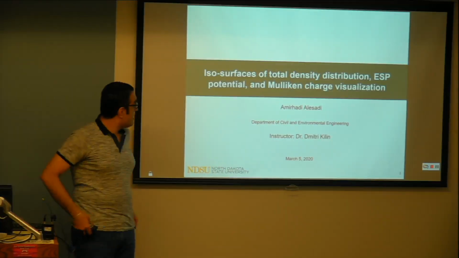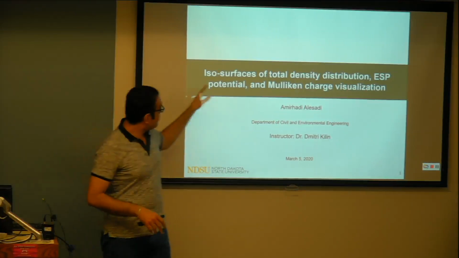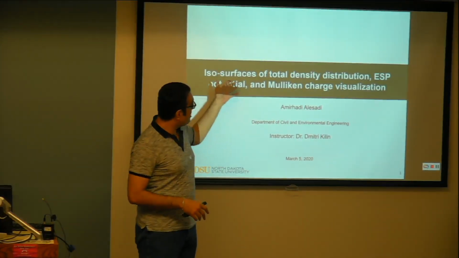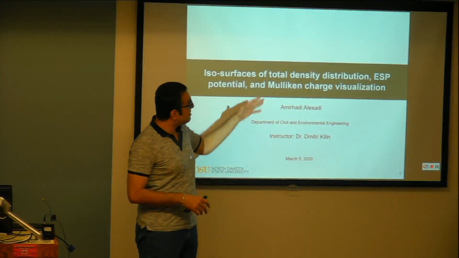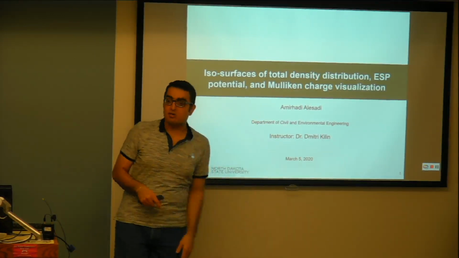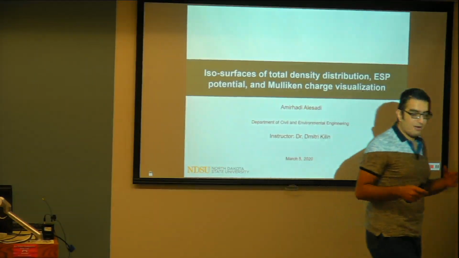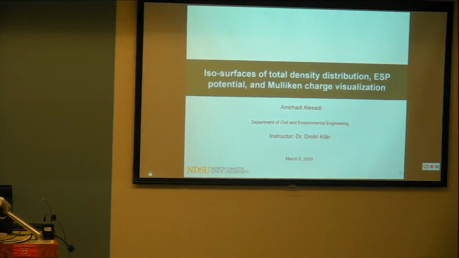Hello everybody. Today, in 5 minutes, I will try to give a brief review of what an isosurface is, then the isosurface of the density distribution, ESP potential, and Mulliken charge visualization. I just briefly want to show how it works, especially with Gaussian. I don't want to go through the theory.